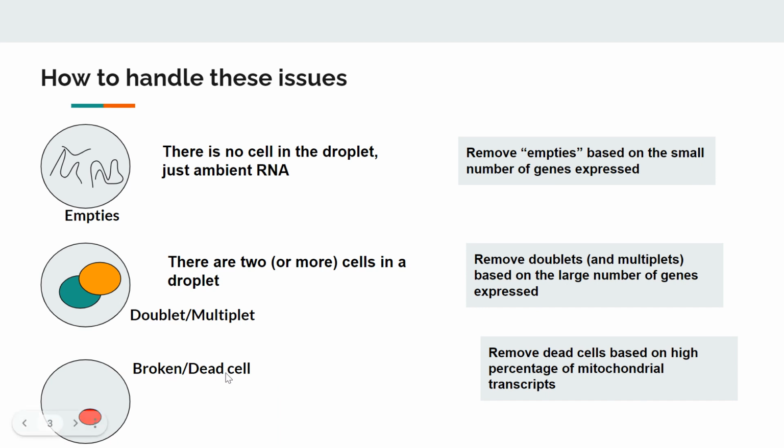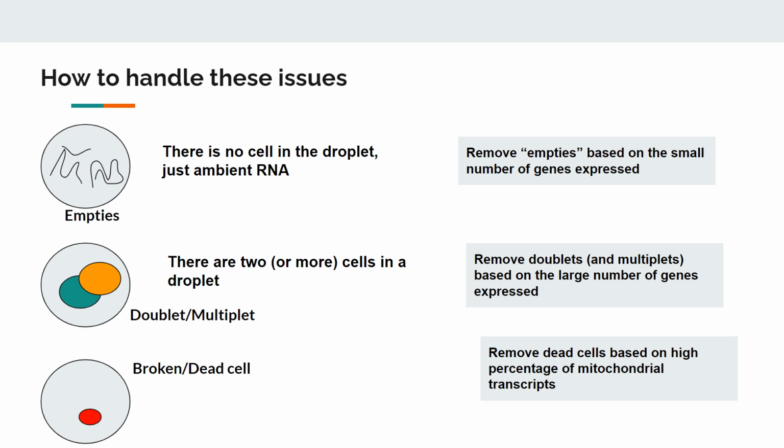The third category is the broken or dead cell. So what happens when a cell dies, and why does a cell die? Because you are giving a lot of stress, right? When you are breaking the cell through enzymatic digestion and mechanical digestion, the cell goes through a lot of stress, and because of that, the cell dies.